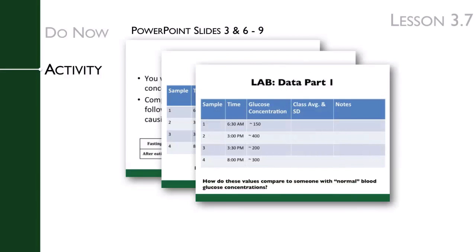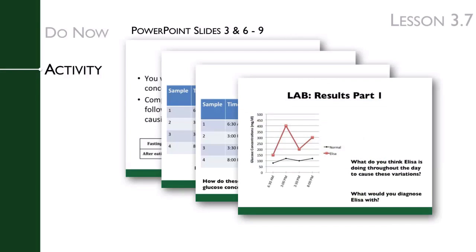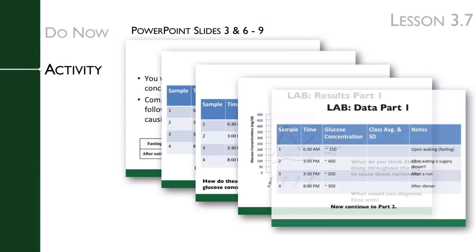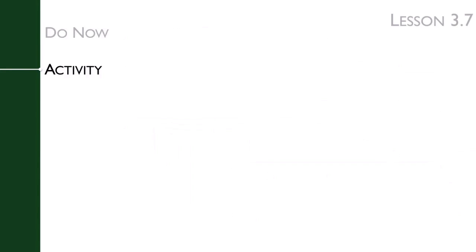At the end of Part 1 of the lab, students will compare the patient's blood glucose concentrations to the typical concentrations from a healthy person. Using this, students should speculate what is causing the changes in blood glucose throughout the day. Before moving on to Part 2 of the lab, have students form a diagnosis for the patient. Students are usually quick to decide that the patient has diabetes, but they won't be able to decipher whether it is type 1 or type 2 diabetes from glucose concentrations alone.